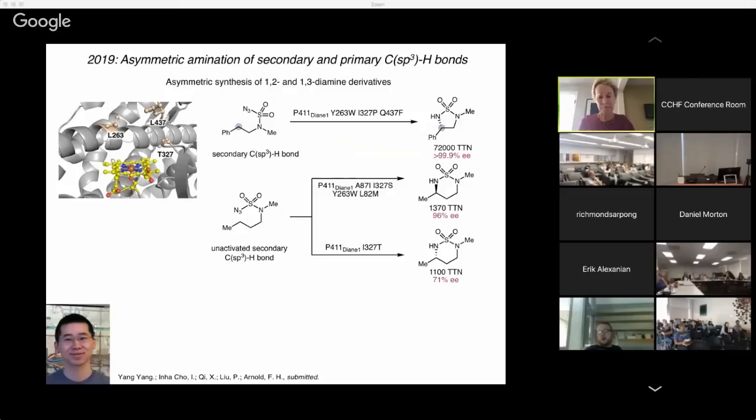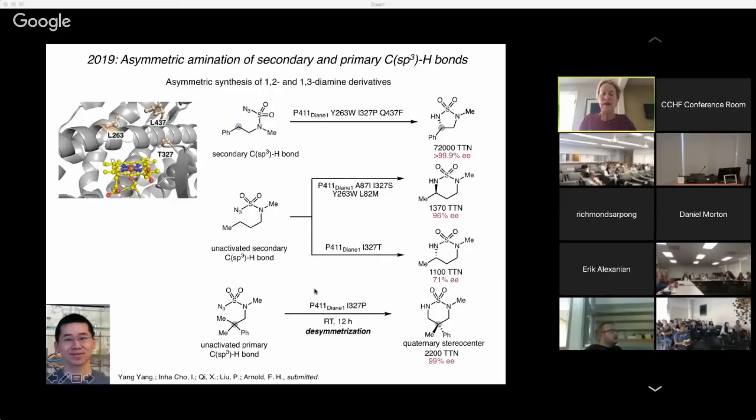But if you're Yang, you don't stop there. So now here's a fun one. I skipped one thing. For one thing, the diamine with a proline. So now instead of a threonine at this position, you take a proline. Yang found that that could desymmetrize this gem-dimethyl substituted carbon and make your quaternary stereocenter with 99% ee. So the enzyme is able to do this with great activity and turnover.